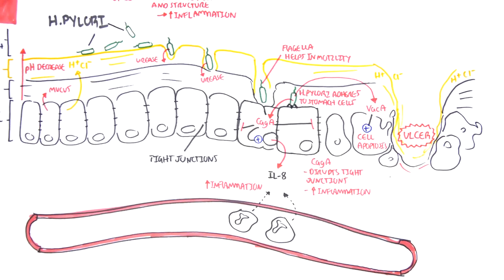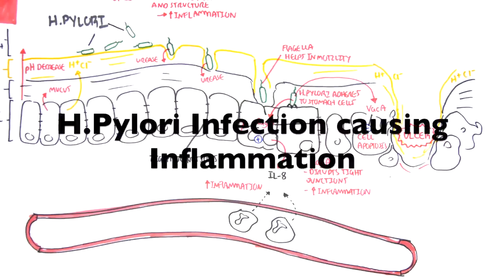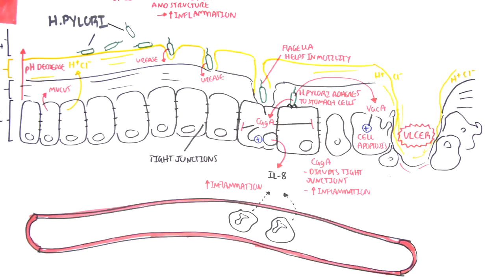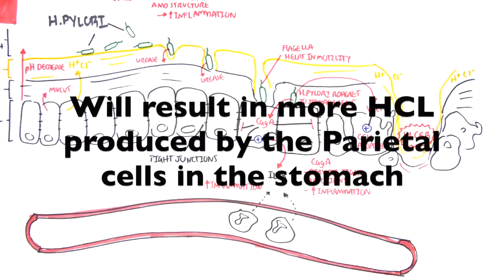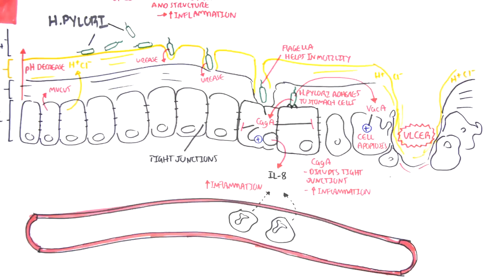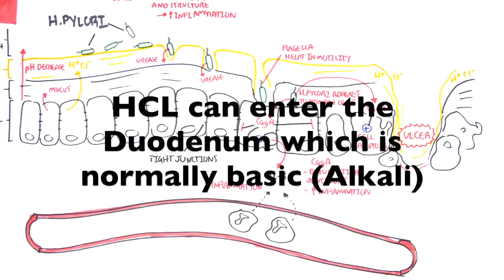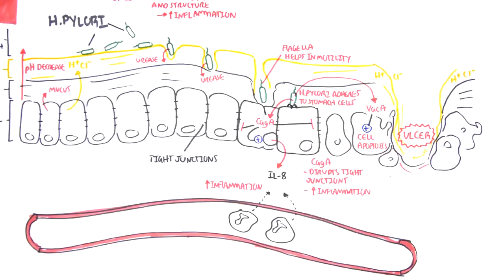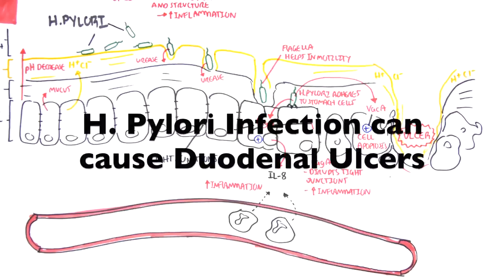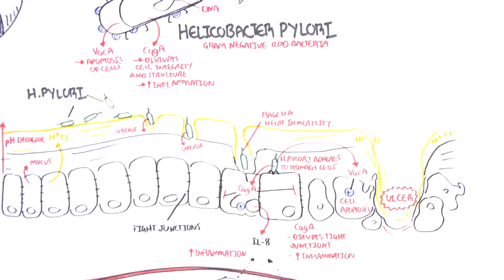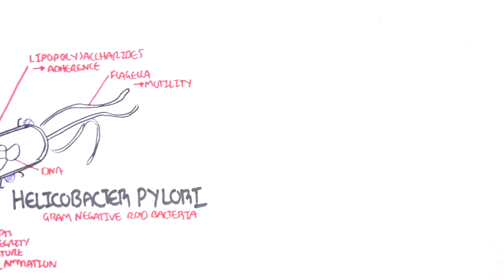It should be pointed out that the H. pylori infection in the stomach, which will promote inflammation, will actually result in a lot more hydrochloric acid being produced by the parietal cells. And this is because inflammation essentially promotes hydrochloric acid secretion in the stomach due to histamine, for example. And with so much hydrochloric acid being produced by the stomach, the hydrochloric acid can actually enter the duodenum, which is normally basic. And so this H. pylori infection can result in a duodenal ulcer as well. I hope this makes sense.